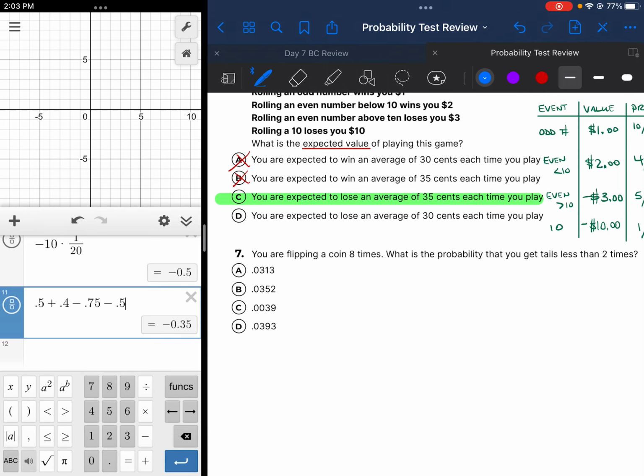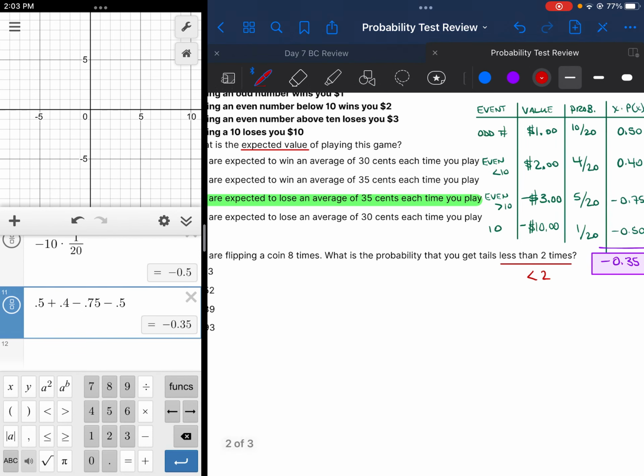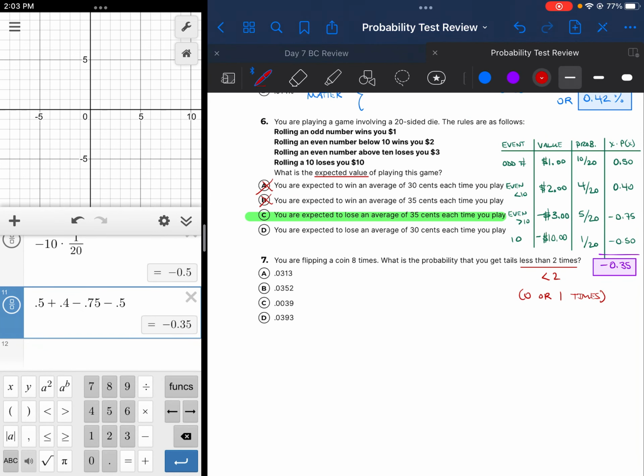Now it says here, you're flipping the coin 8 times. What's the probability you get tails less than 2 times? Strictly less than, not less than or equal to, strictly less than 2 times. This means 0 times or just 1 time. So what we're going to do is calculate the probability of flipping tails 0 times, the probability of flipping tails 1 time. We're going to add those probabilities together, and we're going to use the binomial probability equation or formula to get those calculations.